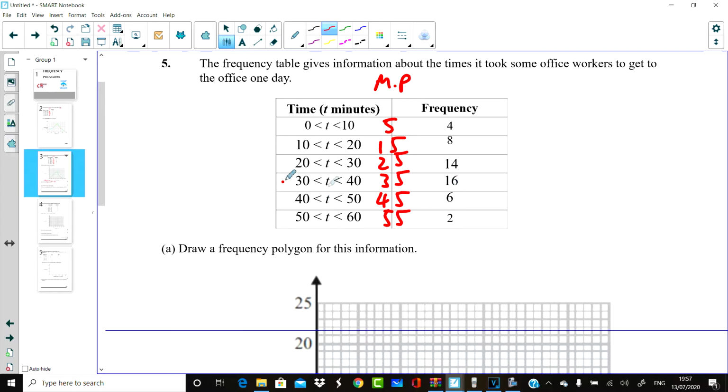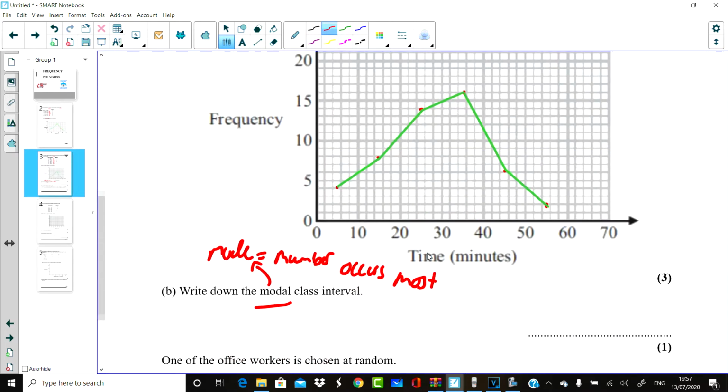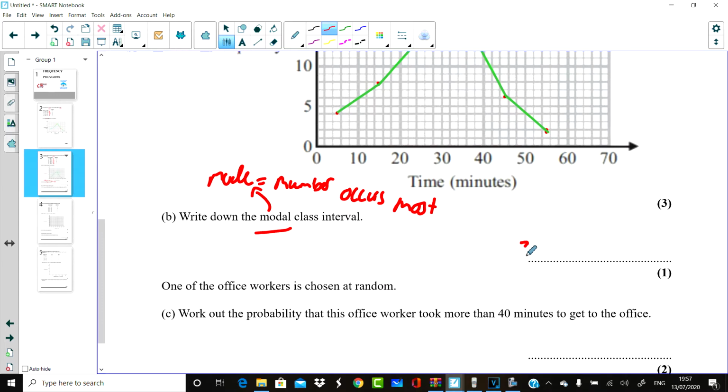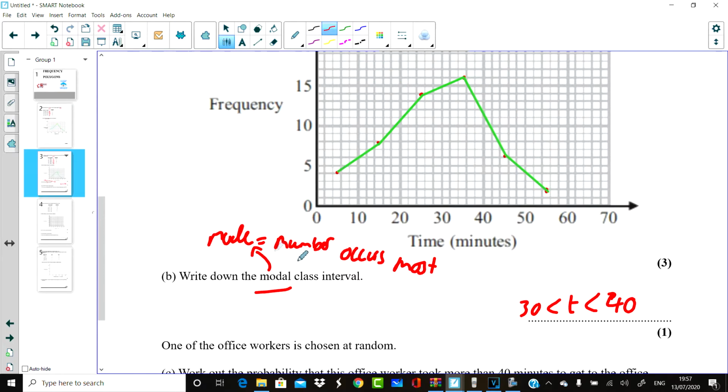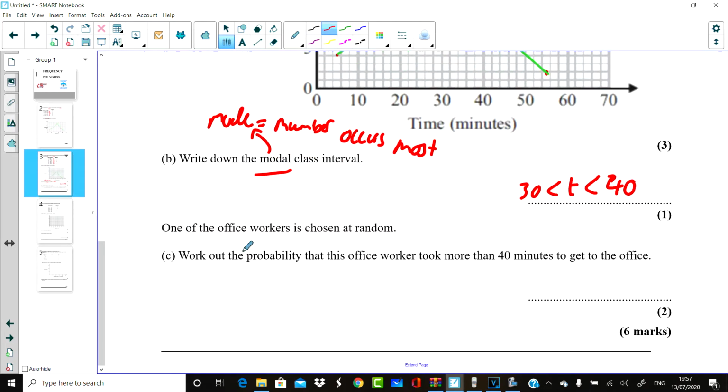So 16, and then we look back onto the left part of that column, and we're just going to copy this time interval. So time is in between 30 and 40. That's all we're going to copy. So we have 30, then we have t, which is time, and then we have 40 over here. That's what we're doing. Not too bad for question part B.